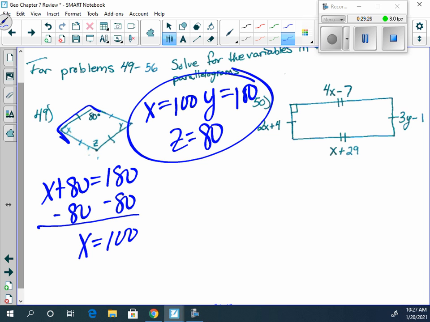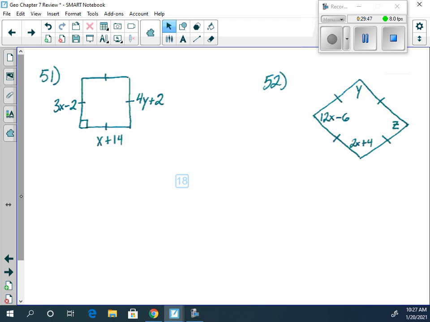Any other questions on 49 or 50 before we move on to the next one? Well, 50 is kind of like the last one we did with the angles, except it's talking about sides. The opposite sides are going to be congruent. We'll set them equal to each other. And here, again, we would solve for the value of x and then find the value of y. Questions on 51 through 56, or 51 and 52. 56. Let's look at 56.